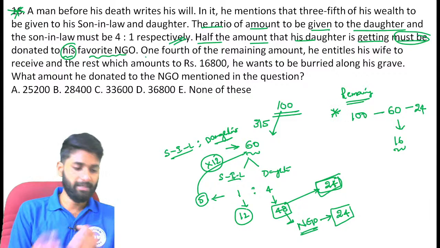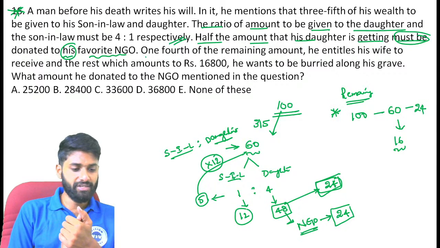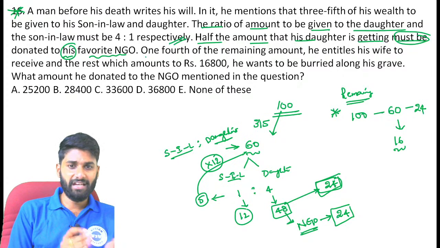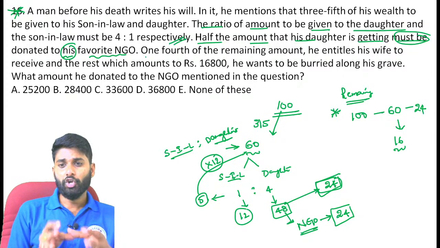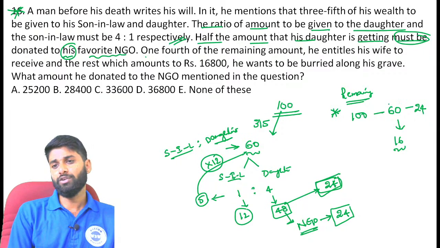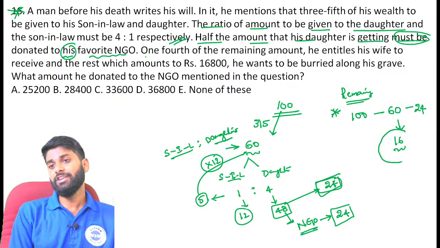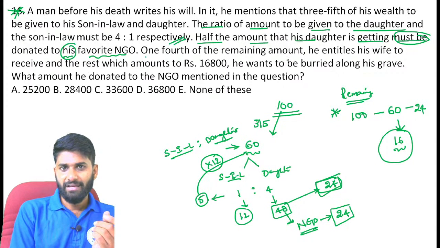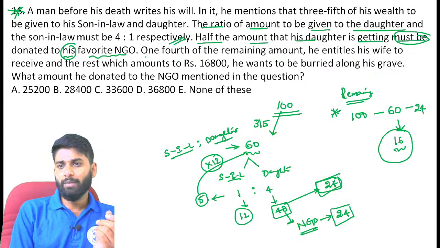This is the most important part. Initially 100 units, and out of 100, 60 units given to his son-in-law and daughter-in-law, and finally the daughter is left with the 24 units. Then what is the final amount left? 16 units of amount left with that person. Then again read the line. Next, one-fourth of remaining amount. One-fourth of remaining amount is equal to 4 units.